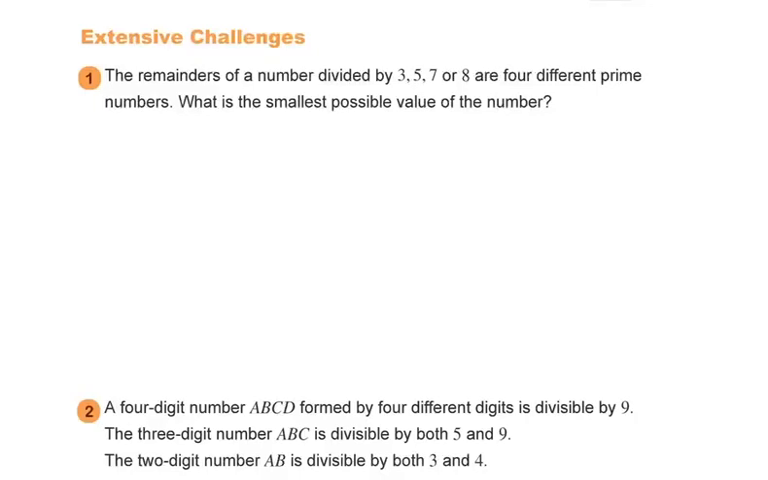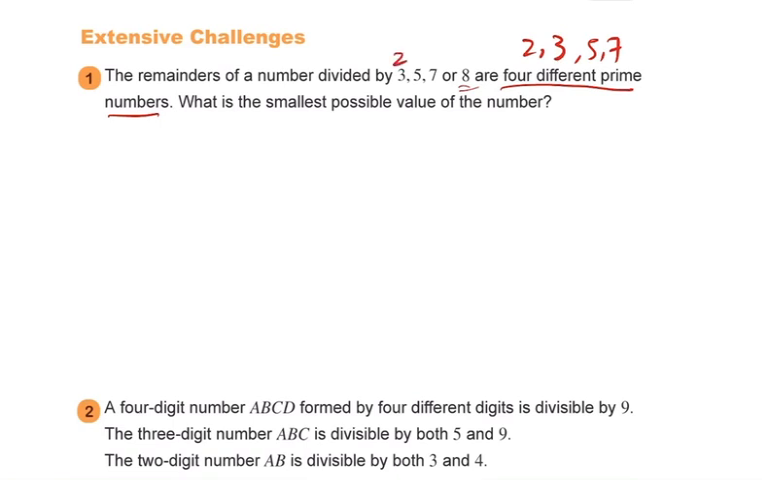Okay, so let's take a look at these two questions. The first one says that the remainders of a number divided by 3, 5, 7, or 8 are 4 different prime numbers. We know that the divisors have a maximum of 8, so the 4 different prime numbers all have to be smaller than 8. So we have 2, 3, 5, and 7, which are the only 4 prime numbers smaller than 8.